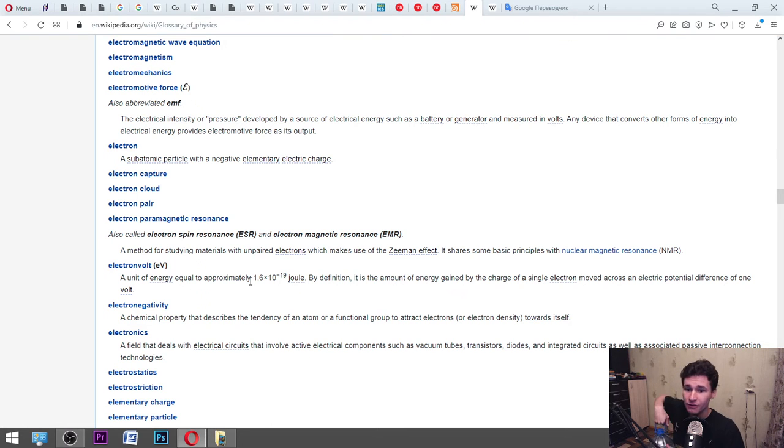A chemical property that describes the tendency of an atom or a functional group to attract electrons or electron density towards itself.